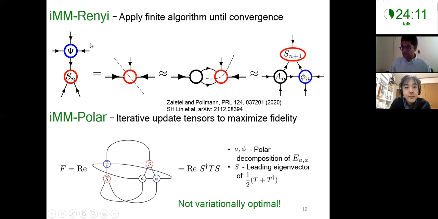So maybe just to recap this slide, because it's probably quite dense. Here, what I've wanted to do is introduce two different algorithms for performing this infinite Moses move splitting. The first is I-Moses move Renyi, in which we just apply the finite algorithm again and again, where we minimize a second Renyi entropy to get an efficient decomposition. And the second is I-Moses move polar, in which we iteratively update our tensors A, phi, and S using a polar decomposition to improve upon the results.